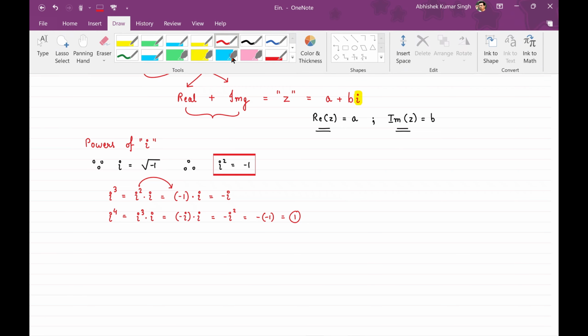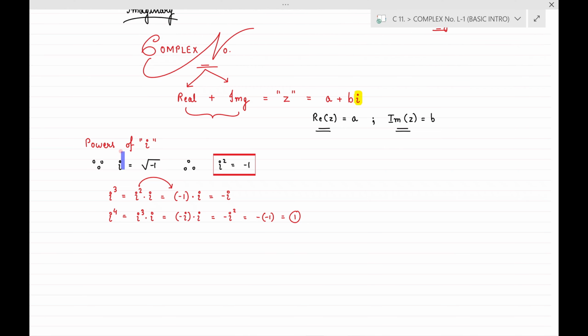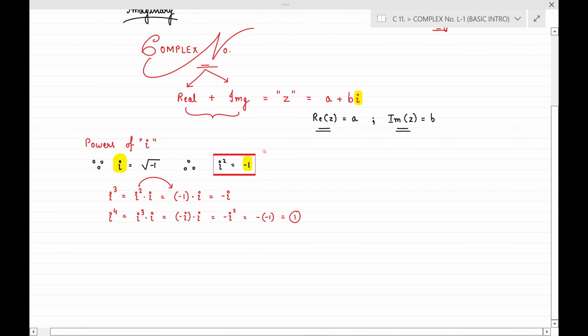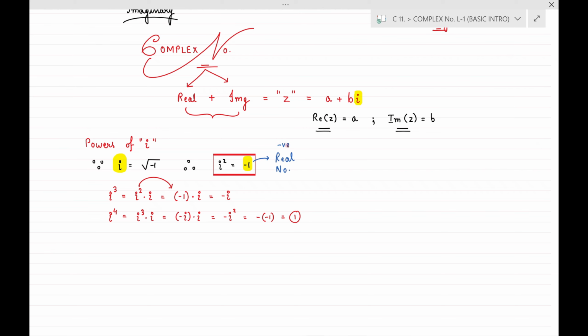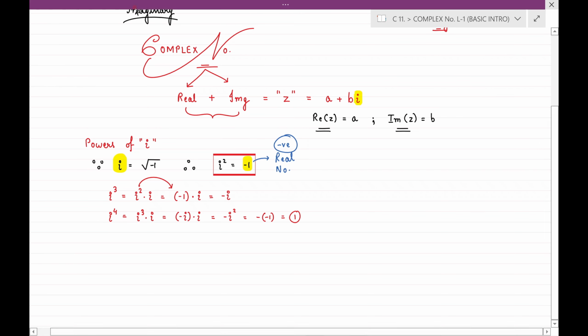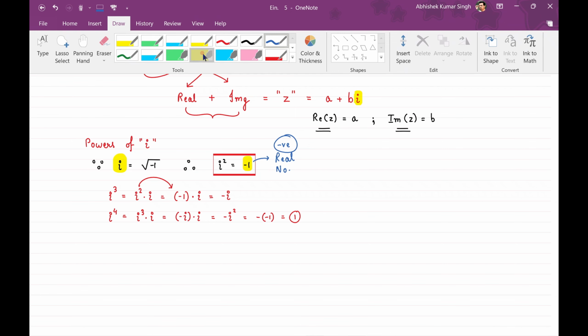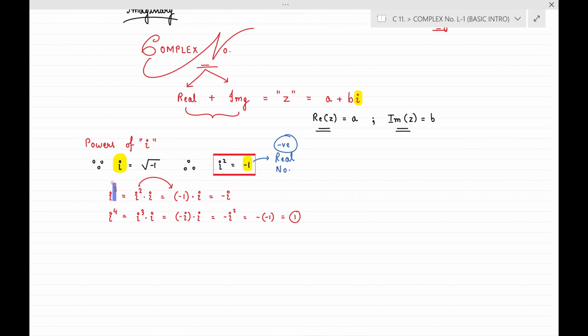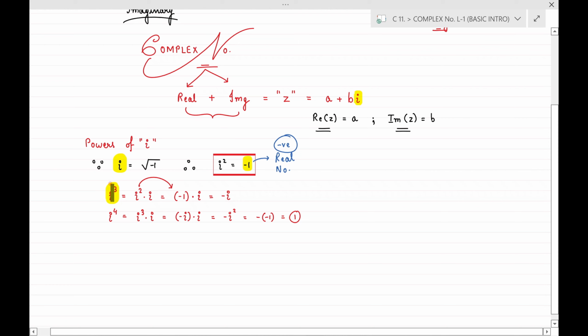Now observe carefully. Iota was an imaginary number. Iota square gave us minus 1. This is a real number. Minus 1 is a real number. But it is a negative real number. Point to be noted. It is a negative real number. Then again, if we observe, iota cube is again an imaginary number in terms of iota.